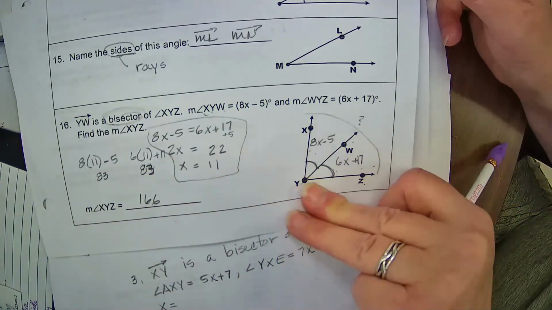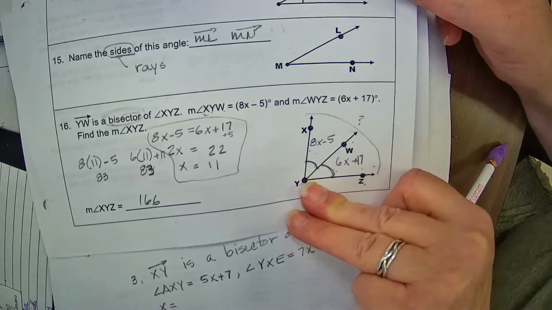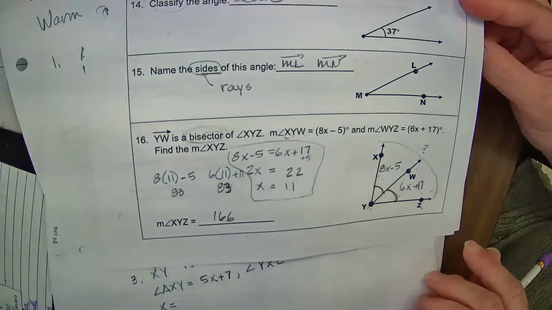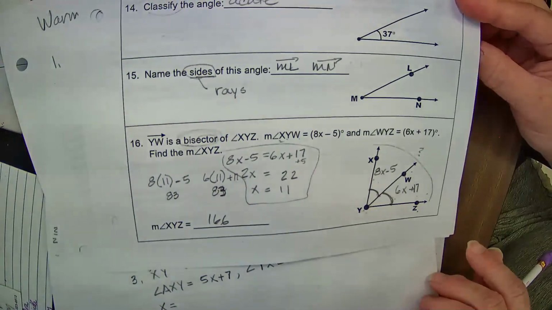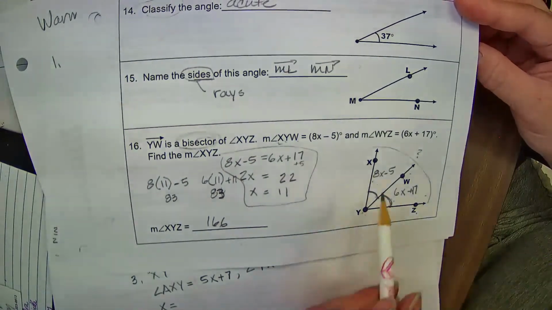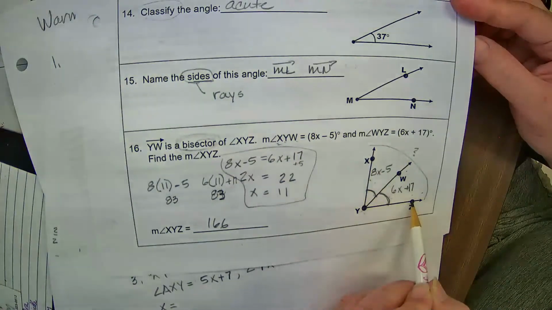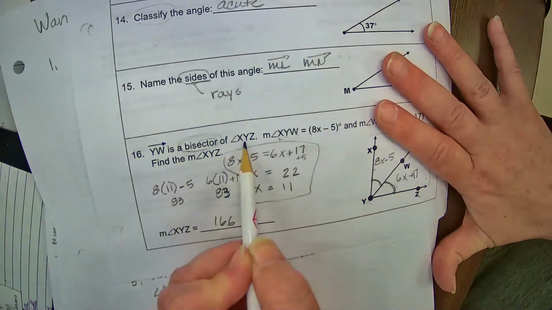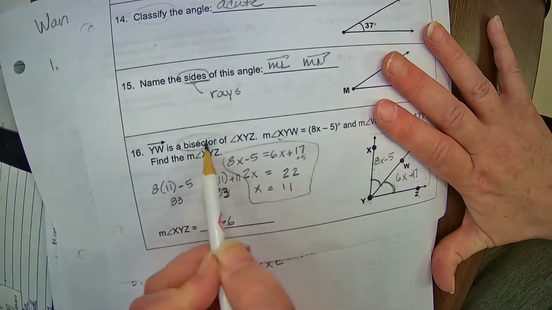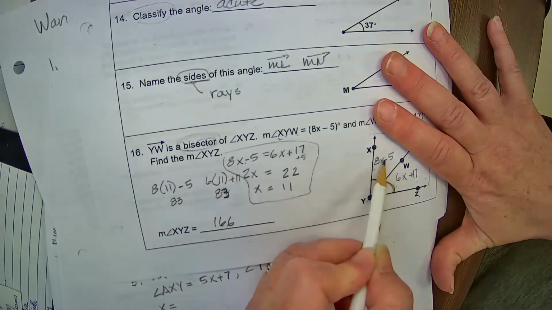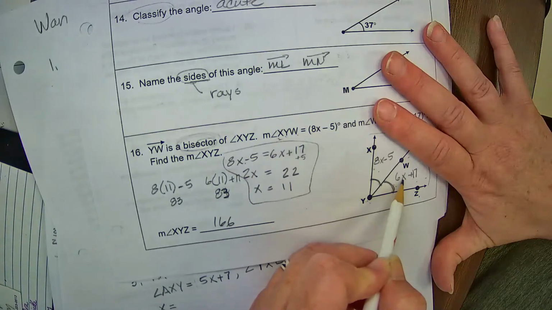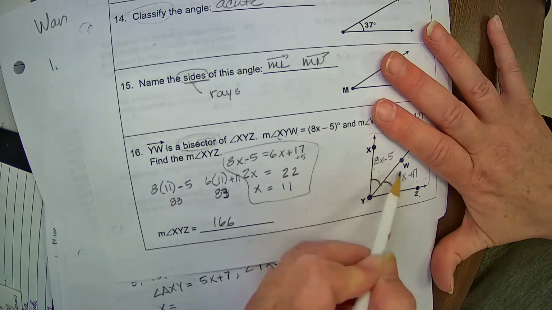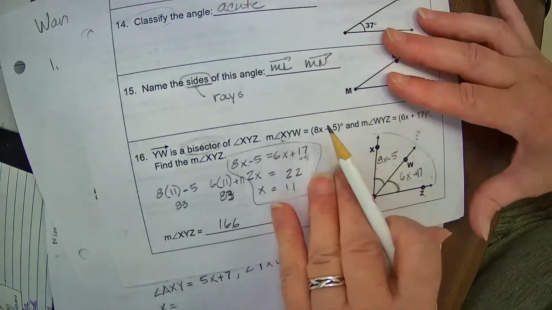Okay, flip over. So you add 83, 83. So on 16, if it doesn't give you the thing for XYZ, then you just set them equal. Well, it said YW was a bisector. Bisector is what told us we could set this little angle equal to that little angle. It's the definition of bisector that tells us those are the same.